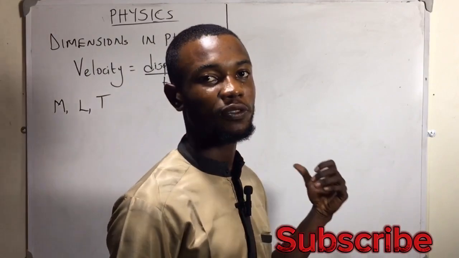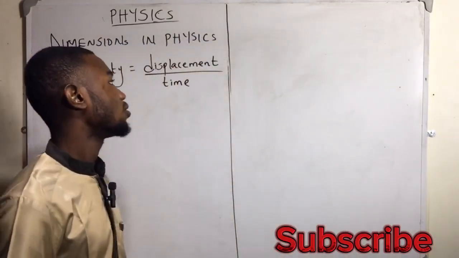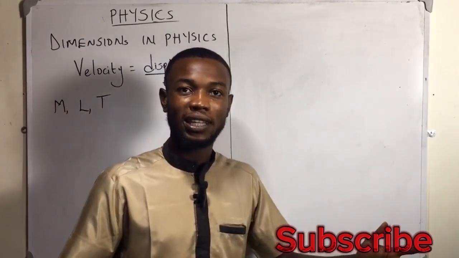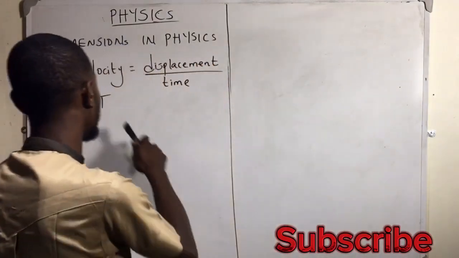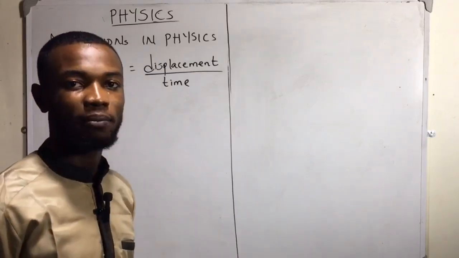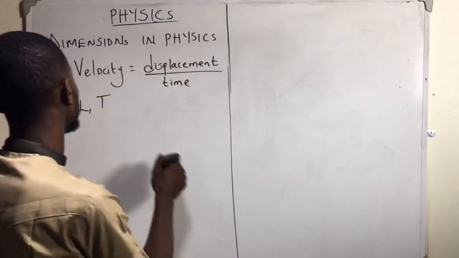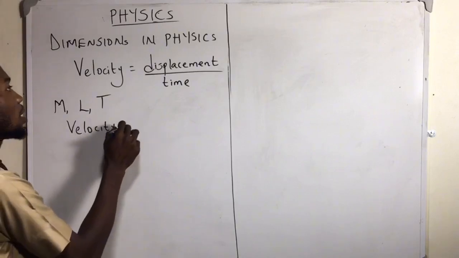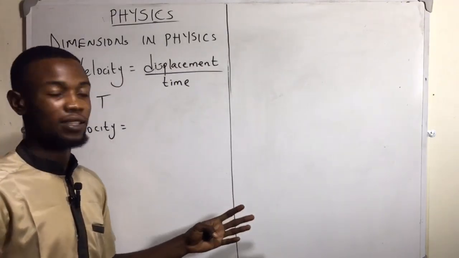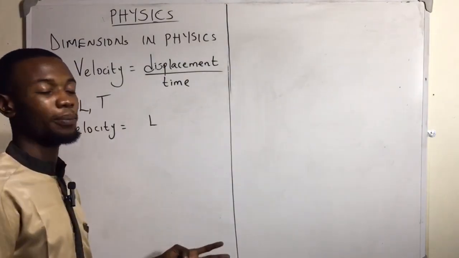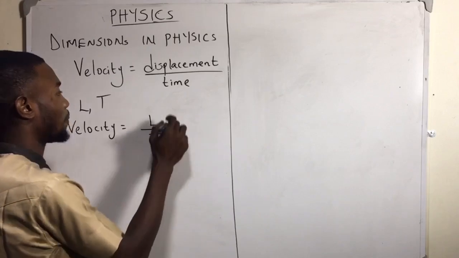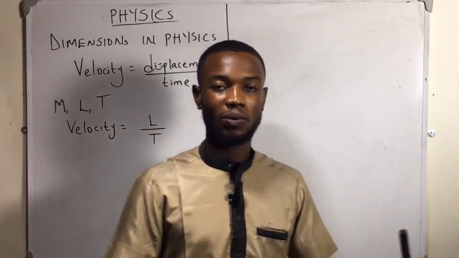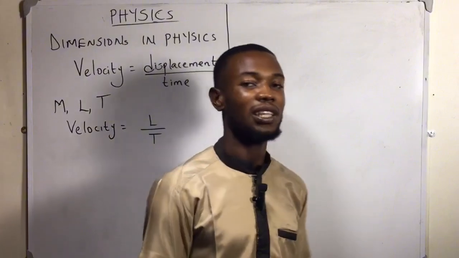Now, let's look at the dimension for velocity. We say it is displacement over time. When we are talking about displacement, this refers to distance. And when we are measuring distance, it's just the same thing as length. So we have length over time, that's over T. Now, let's get the dimension for it. We have velocity to be equal to displacement, which is distance, which is L, the length of a place, over time, which is T. I told you for time, you represent it with T. Talking about distance, we represent it with L, which is still the same thing as length.